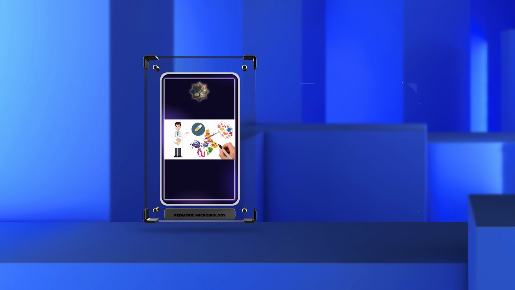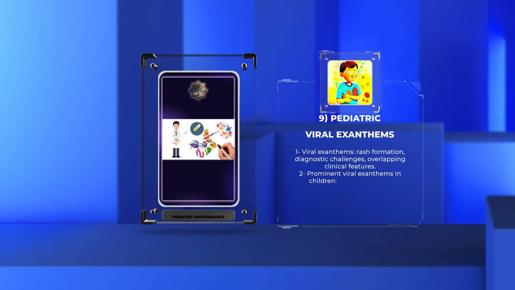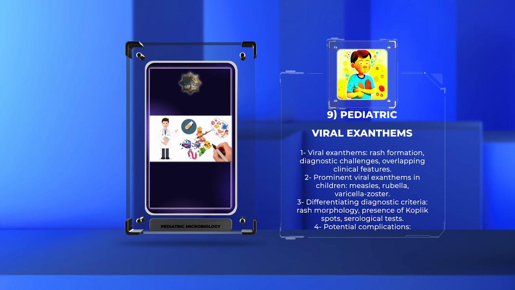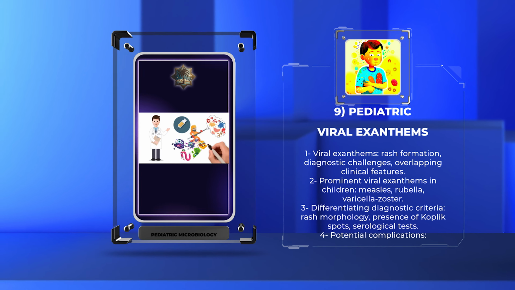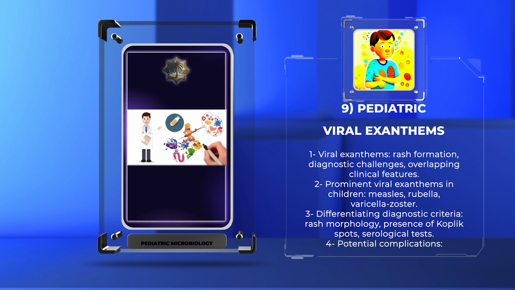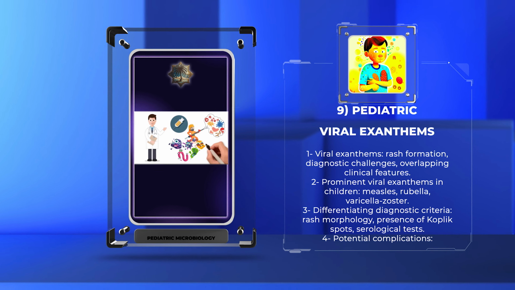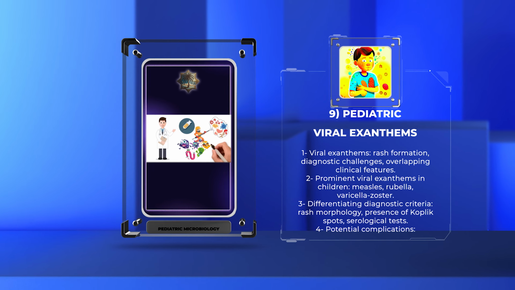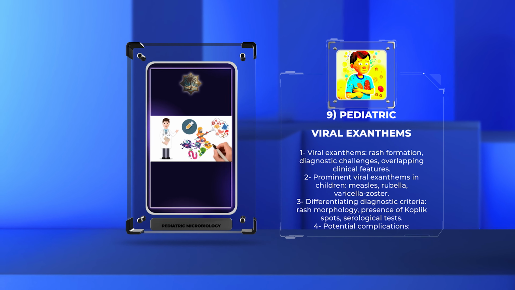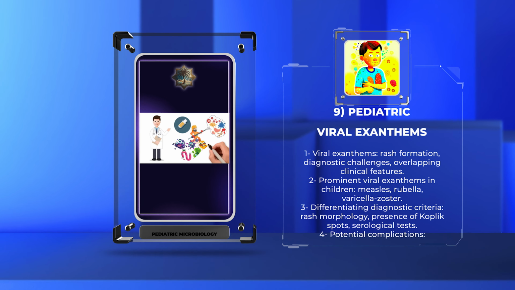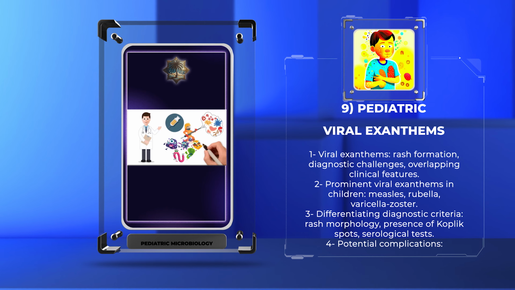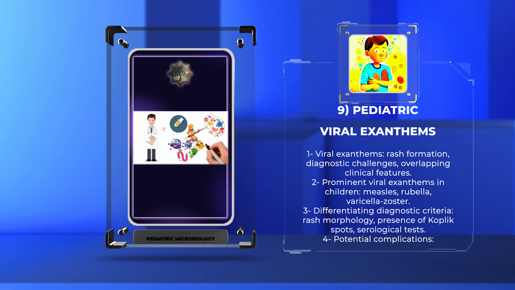Viral exanthems, characterized by rash formation, often pose diagnostic challenges due to overlapping clinical features. We will explore prominent viral exanthems commonly occurring in children, such as measles, rubella, and varicella zoster. Differentiating diagnostic criteria based on the characteristic rash morphology, presence of Koplik spots, and serological tests will be emphasized. Furthermore, we will discuss potential complications related to specific viral exanthems, including encephalitis and congenital malformations.